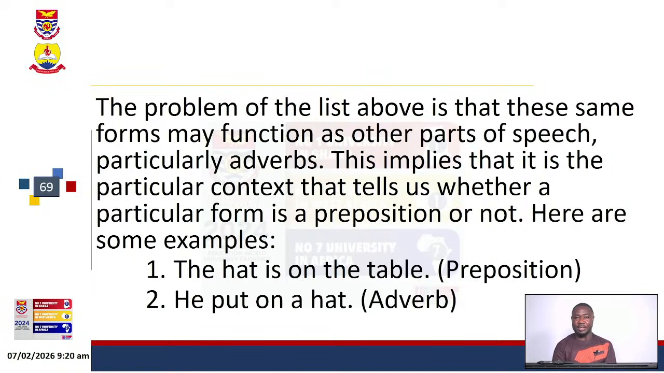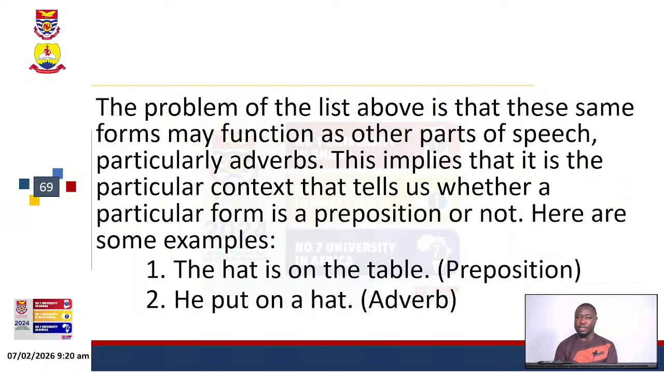The problem of the list above is that these same forms may function as other parts of speech, particularly adverbs. Yes, that is the slippery nature of the English language words. This implies that it is the particular context that tells us whether a particular form is a preposition or not a preposition. Here are some examples. The hat is on the table. Here we are relating the hat to the table by position.